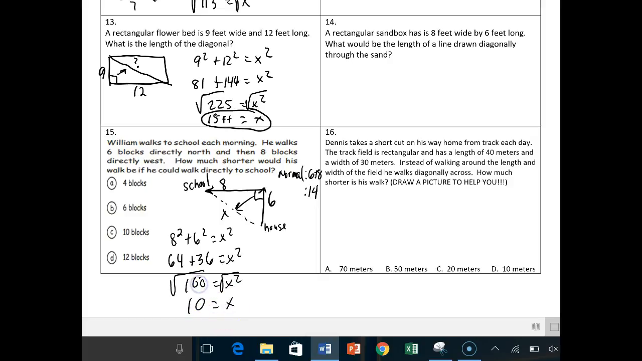So is that our answer? No, because the question clearly didn't state how long is the shortcut. It said how much shorter would his walk be if he could walk directly to school. So this is his direct route, right? This was his normal route. So 14 minus 10 would give you your answer of 4. You take the direct route, which was 10, subtract it from the normal route, which is 14. And how much shorter would his walk be? He'd be saving himself walking 4 blocks.